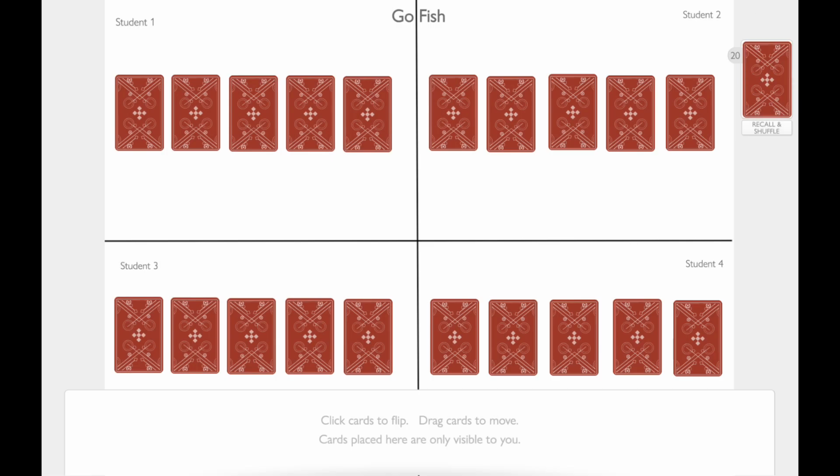Instruct your students to create pairs of cards that can be combined using addition, subtraction, multiplication, or division to reach the target number. Students then ask other students for cards that will help them make pairs with their remaining cards. If a student doesn't have a card they're being asked for, the student must say Go Fish. The student asking for the card will then draw a card from the deck.